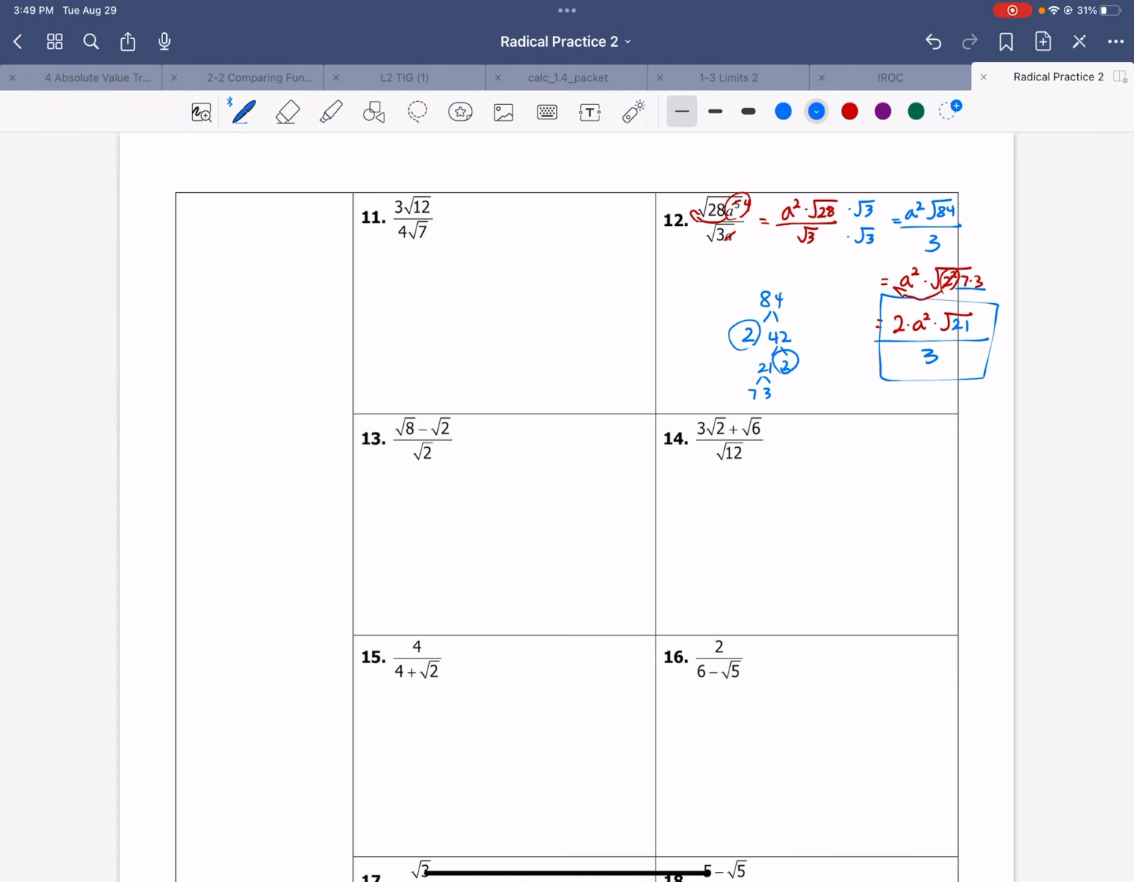So try question 11 by yourself. And let me try question number 14 so that you can do question number 13, okay?